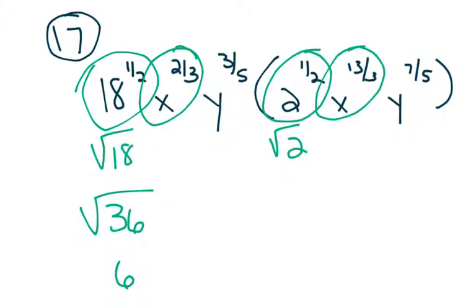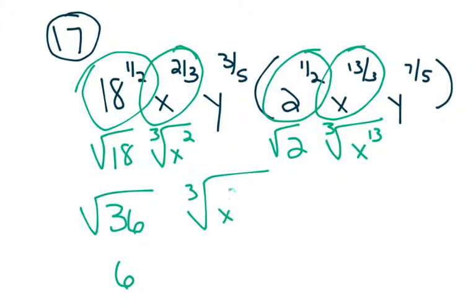When I multiply these together, this is the same as the cube root of x squared times the cube root of x to the 13th. So that's going to be the cube root of x squared times x to the 13th, which is the cube root of x to the 15th.